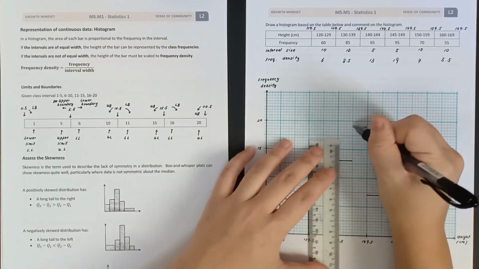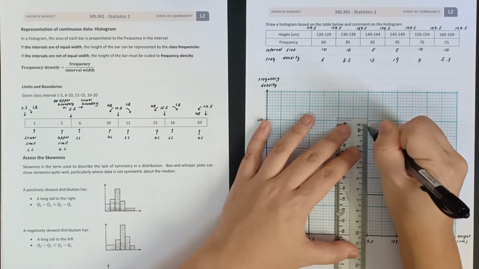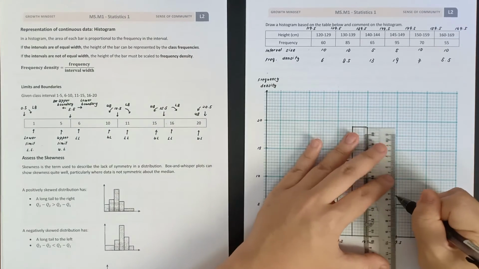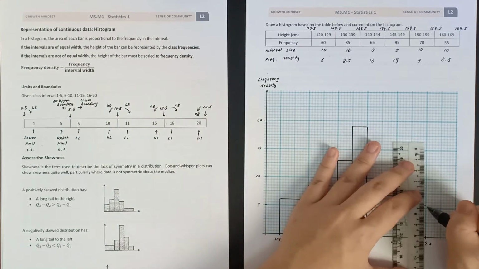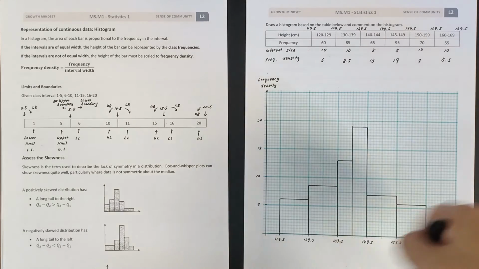Oh yeah, it will be good if you can use pencil to draw your graph. I don't use my pencil here because I tried, but it seems it is not so clear. If I use pencil, then you cannot see from the camera. So that's why I'm using black pen. Please use pencil, because if you make it wrong, you can't use correction tape or anything on your graph paper. Okay, so this is the graph.